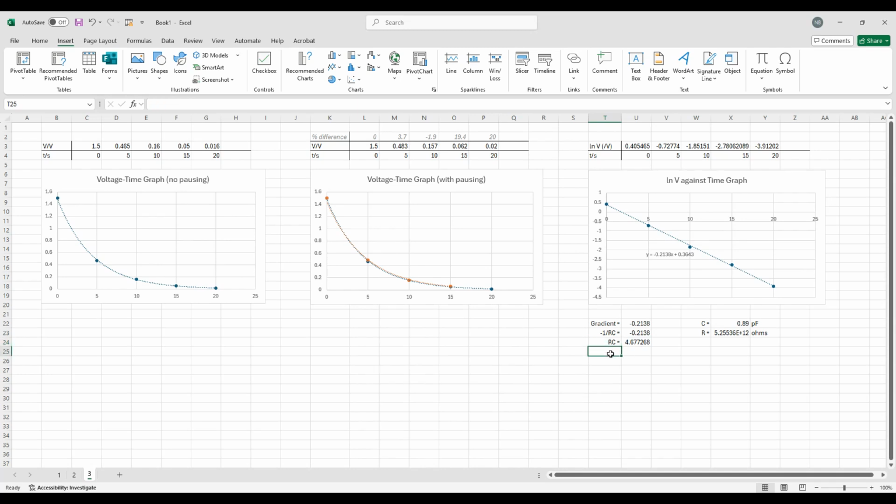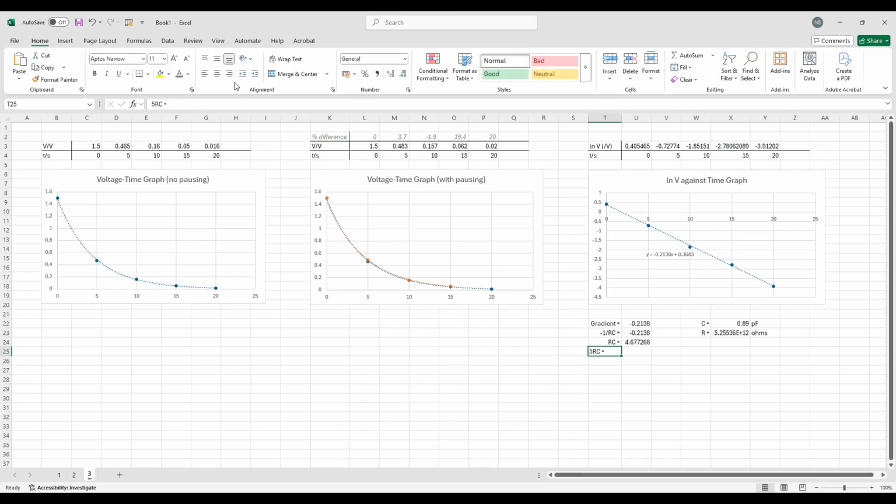Notice that if you calculate 5 RCs, 5 time constants, you should get the time for the capacitor to completely discharge. So let's do that now. And that is roughly how long our experiment went for in seconds. And in that experiment time, the capacitor did completely discharge. So this is looking like it's accurate so far.